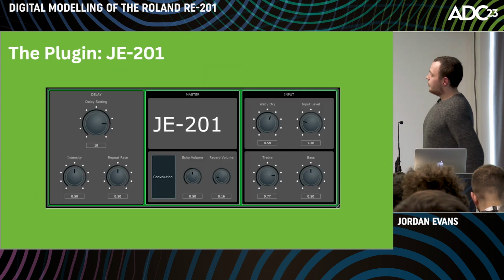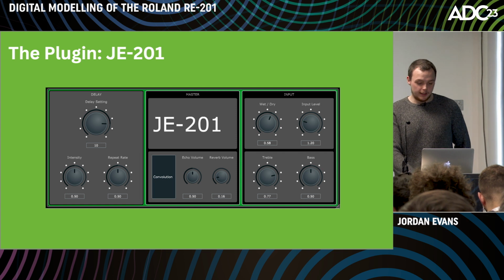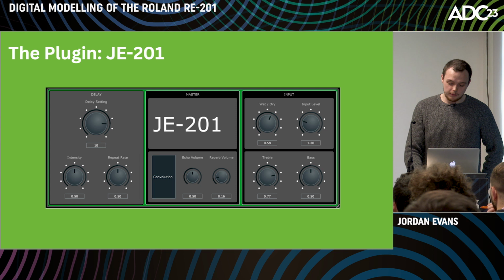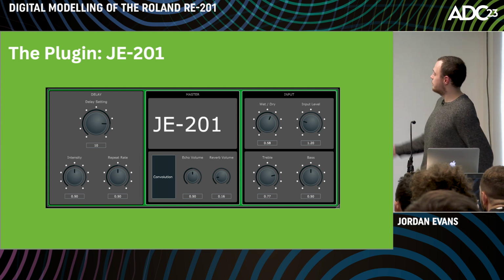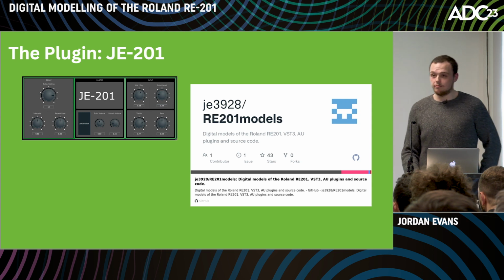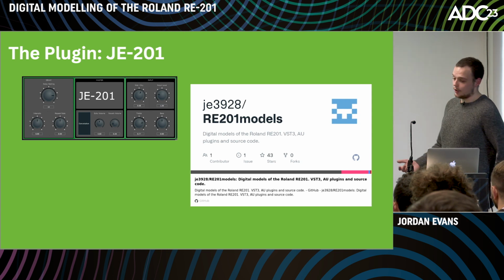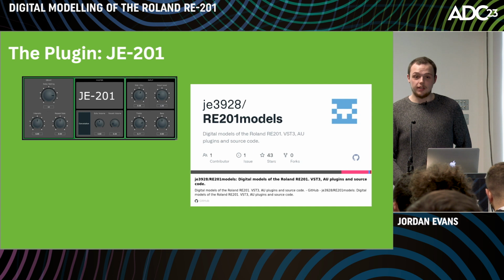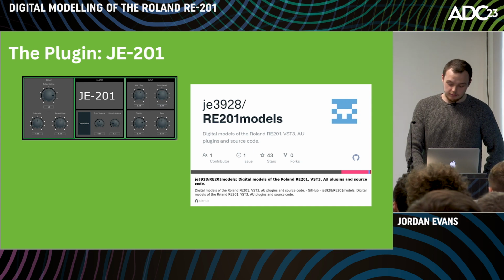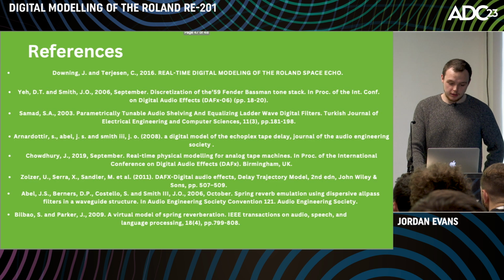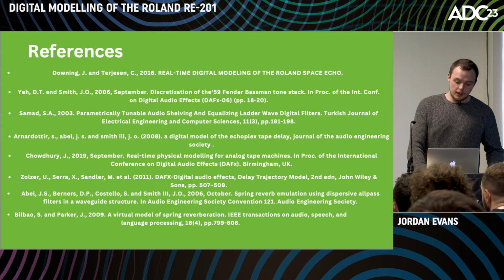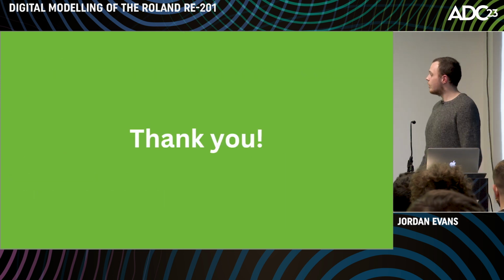So this is the plugin itself. I originally made it in Rack Effects, but I've since ported it to JUCE. And thanks to Foley's GUI magic, I've come up with this. You can download the plugin, you can have a look at the plugin, you can change it, rebuild it, improve it. Just let me know what you've done with it. Take a look. And there's some references there if you want to learn more about modelling the RE-201. Thank you.